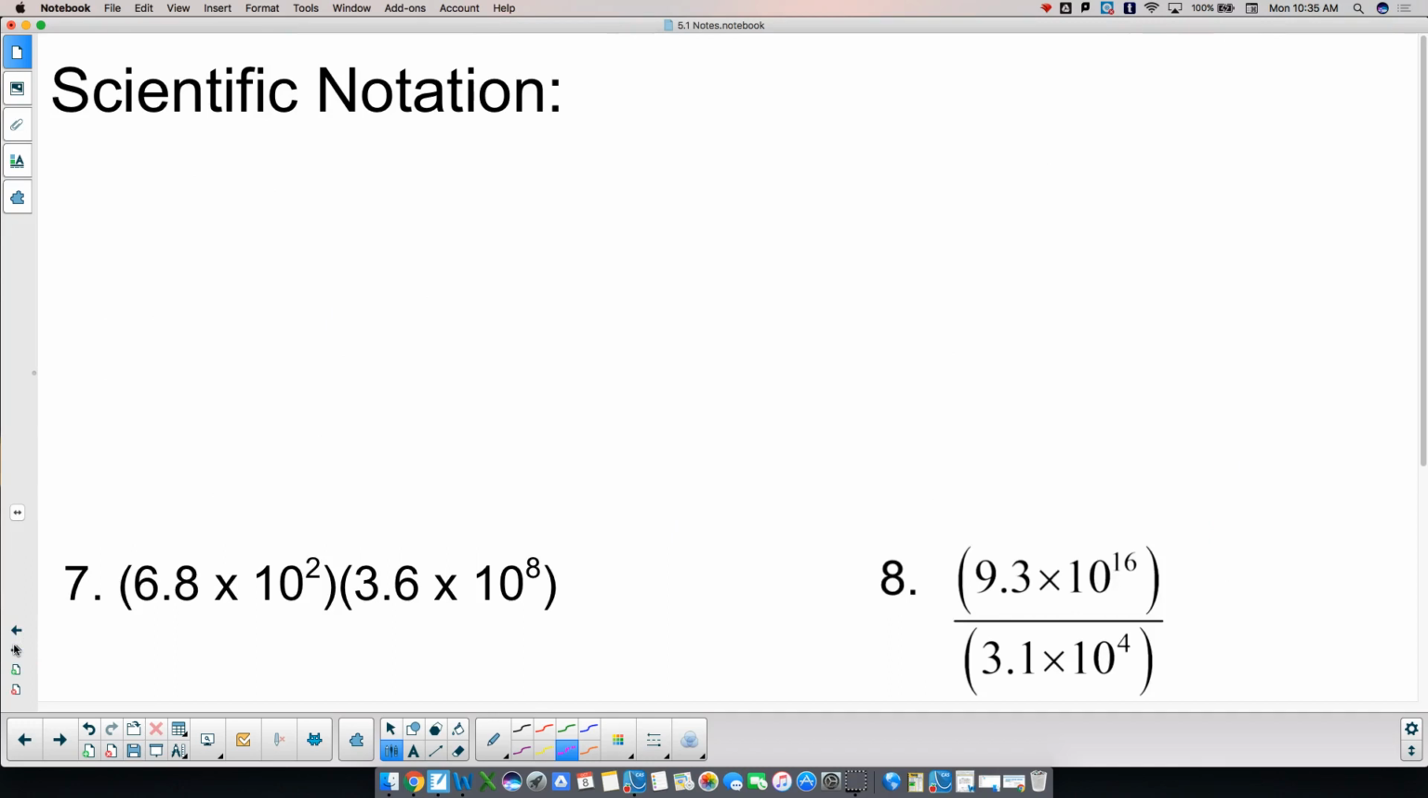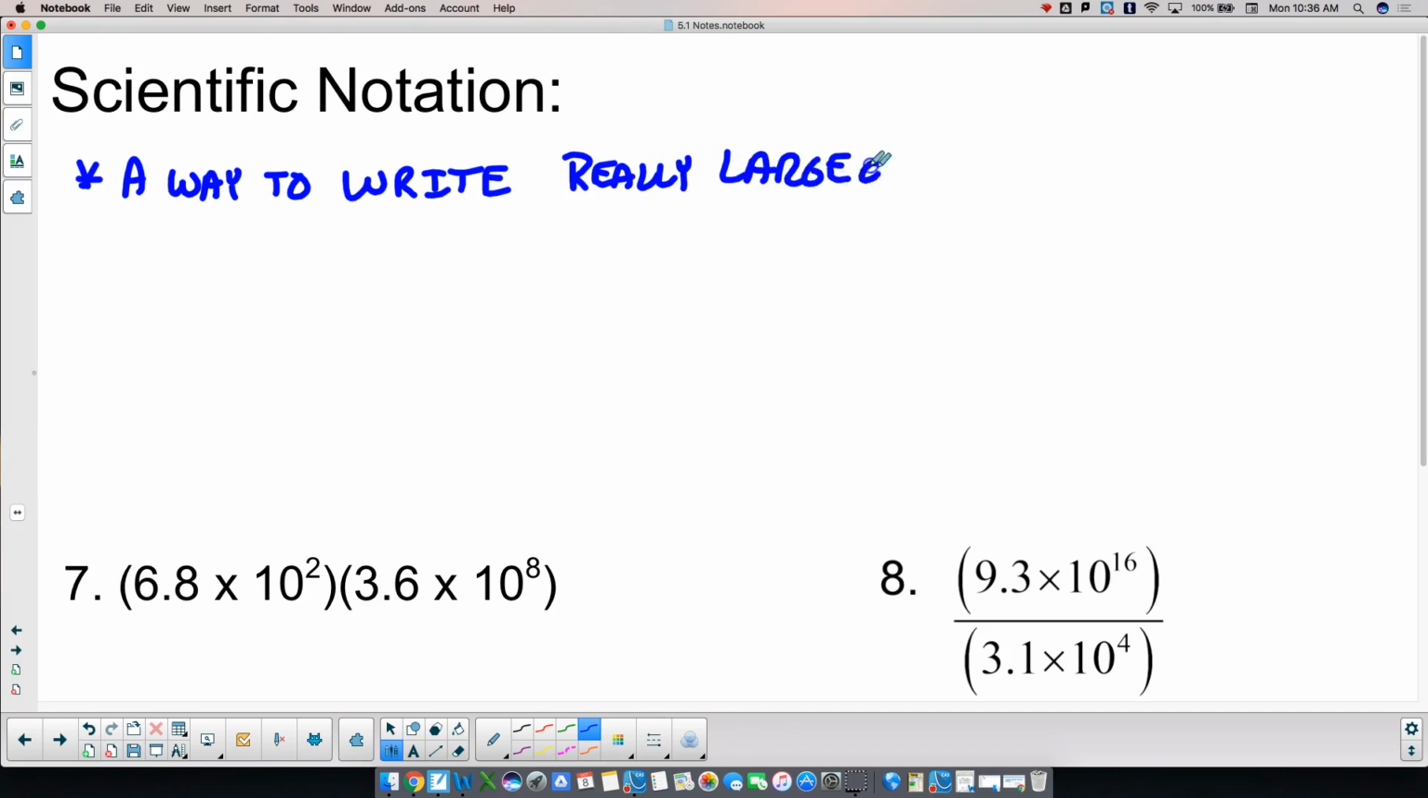Scientific notation. You've probably seen it at some point in time in a science class. Scientific notation is a way to write, I like a way to write, not represent. A way to write, I like better. A way to write really large or small numbers.